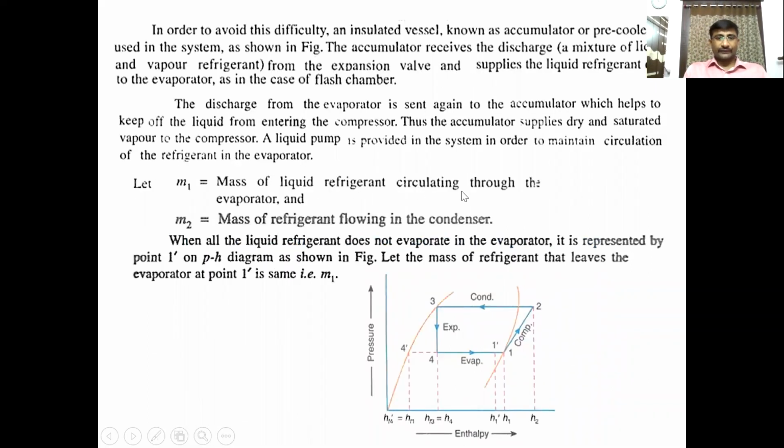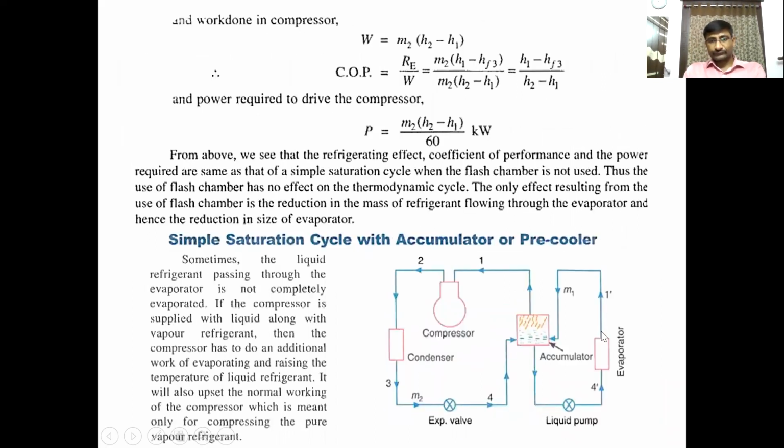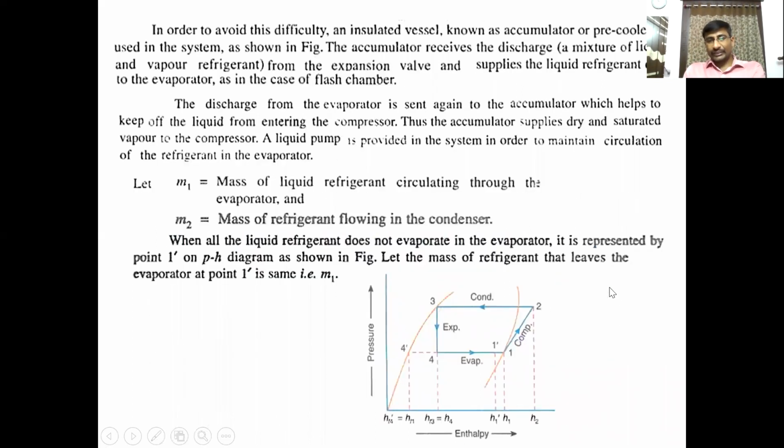So the mass of liquid refrigerant circulating through the evaporator is M1. The mass of refrigerant flowing to the compressor and condenser is M2. When all the liquid refrigerant does not evaporate in the evaporator, it is represented by 1 dash. This is the 1 dash after the evaporator. If it is in the wet region, this 1 dash having liquid particles, you have to separate these liquid particles and completely convert it into vapor to point 1. That is a dry saturated vapor at point 1.